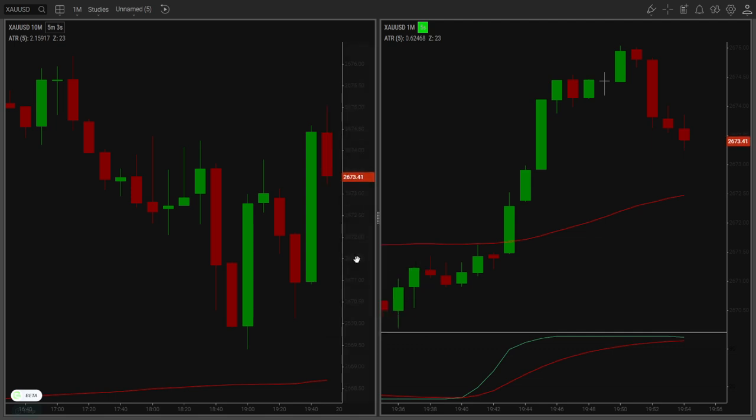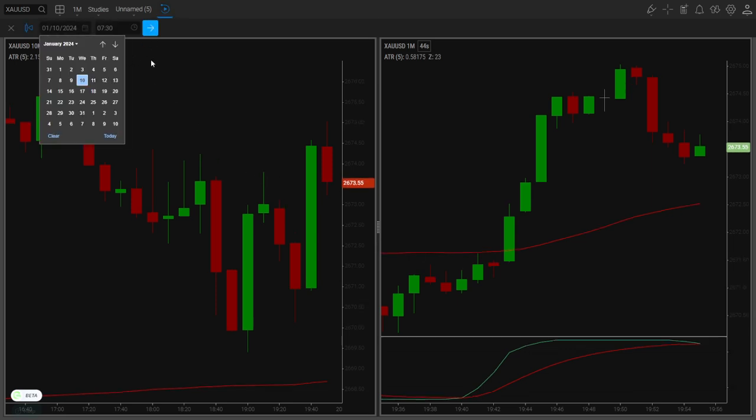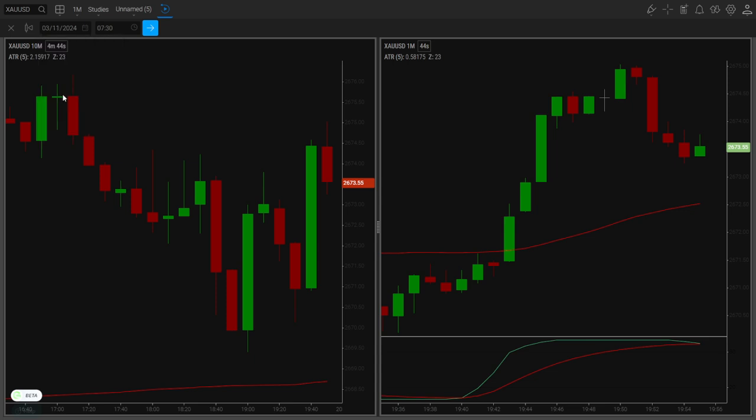So this strategy is pretty simple and pretty mechanical. There's not a lot of subjective decision making. There is a little bit, but most of the time it's pretty much just do this when this happens and follow your rules. So we're just going to pick a random day to demonstrate a few trades. Let's just go back to, let's say, March of 24. We'll go the 11th. It doesn't really matter.